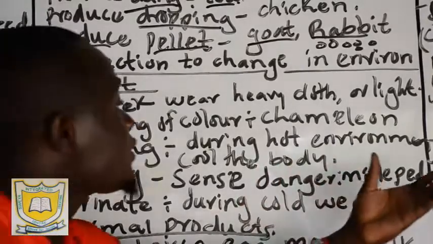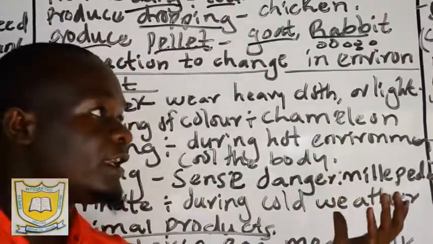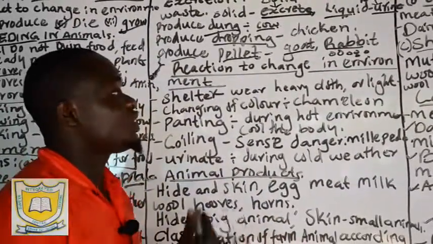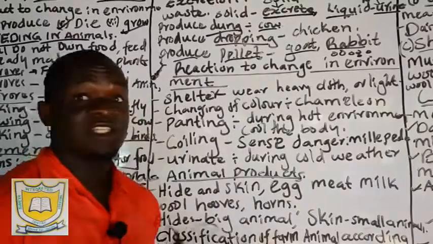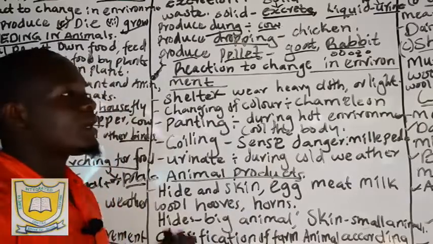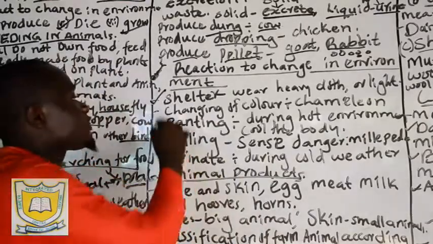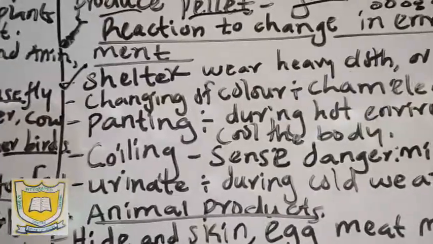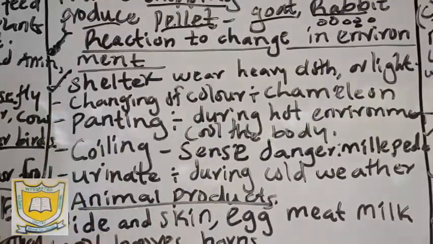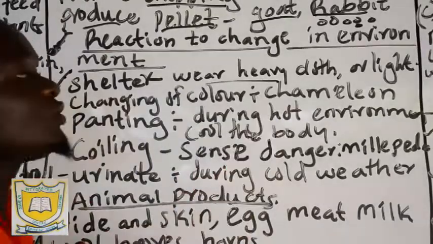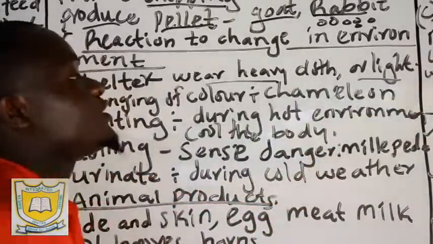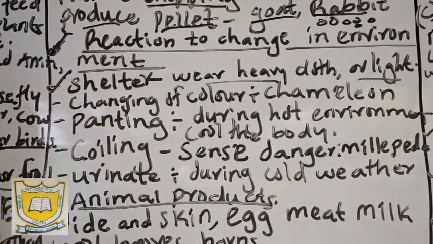But now we have those that also, when there is a cold environment, many people wear heavy clothes because there is change in environment. So we have those changes that take place when there are changes in environment. Number one, we can have one person moving to look for shelter when it is raining, obviously. Also, when there is high sunshine, most people move to look for shelter. They also wear heavy clothes during a wet season or cold weather, then lighter clothes during a higher temperature or dry seasons.